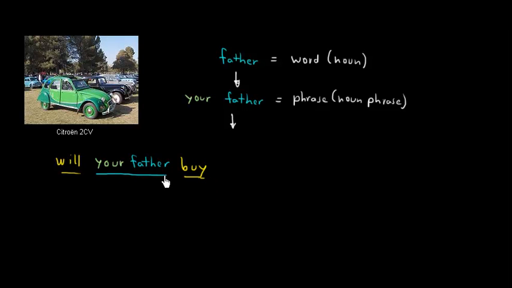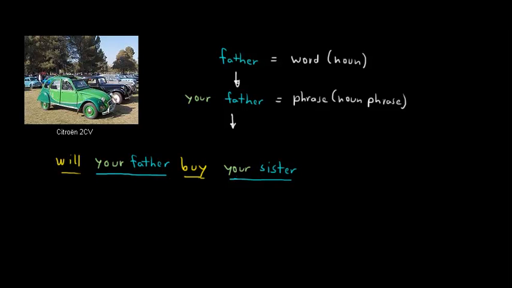Well, will your father buy what? So we need some more information. So let's go get two more phrases. Okay. Your sister. Okay. So I have another noun phrase. So I have a noun and again a determiner to say whose sister, which one, your sister. Okay. And then what are we going to buy?